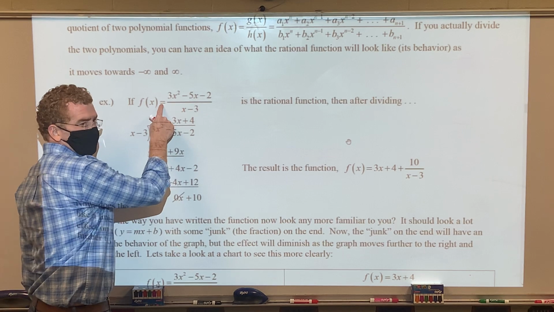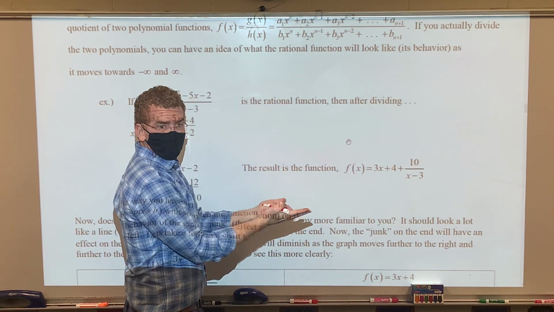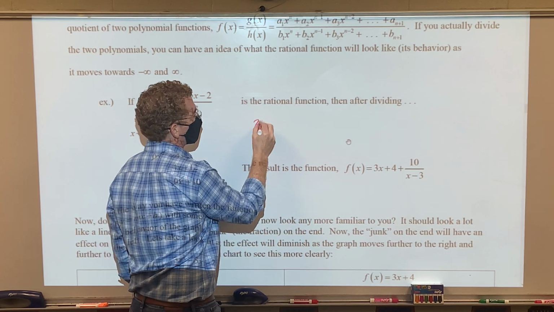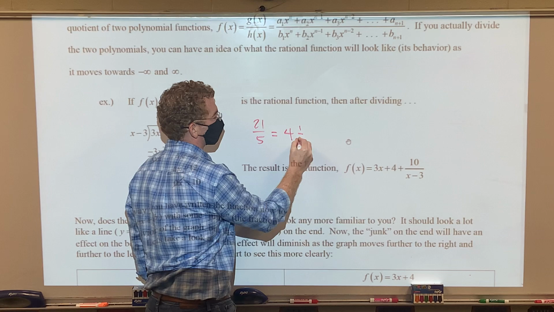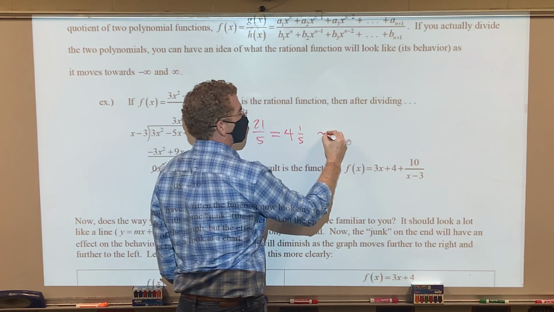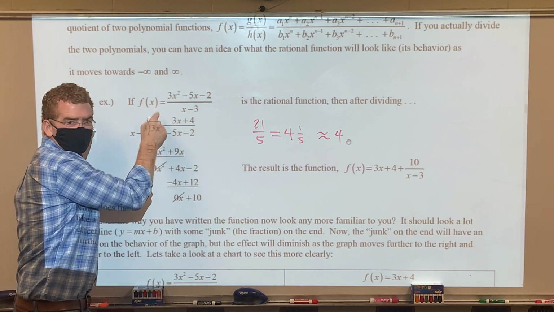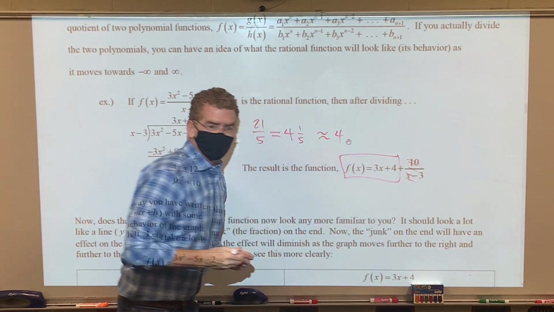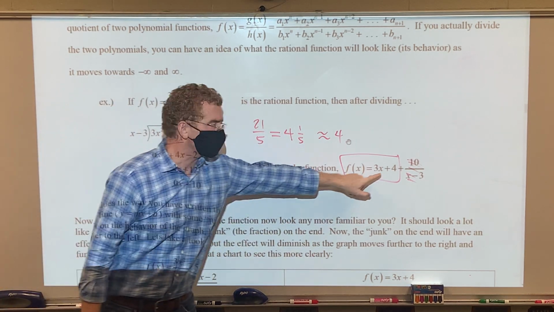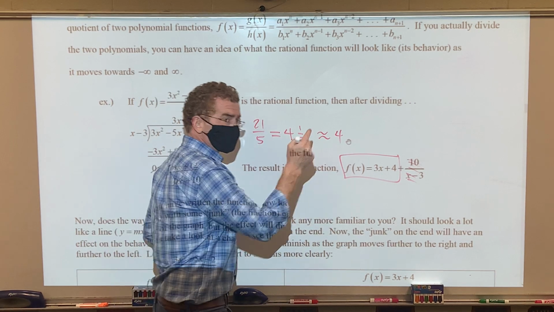So this is the same thing as that, because I kept the remainder, right? Just like 21/5 is the same thing as 4.2 or 4 1/5. They're the same, but it's about 4. So if I want to know about what this graph looks like, I toss the remainder, and this graph looks like a line. Now, is it a line? No. But it looks like one.